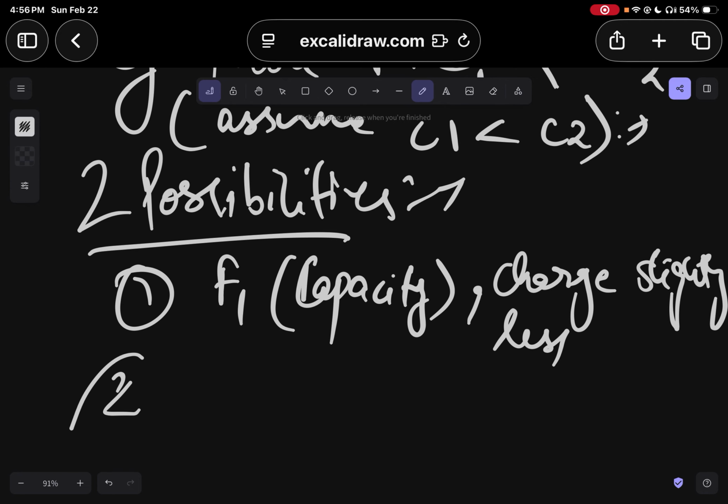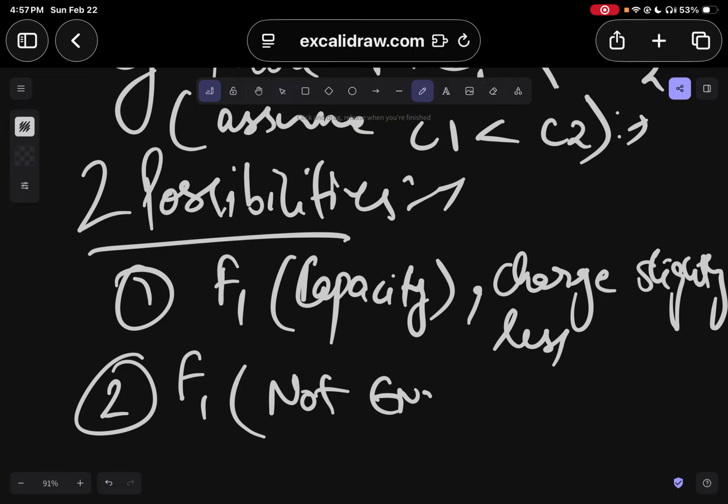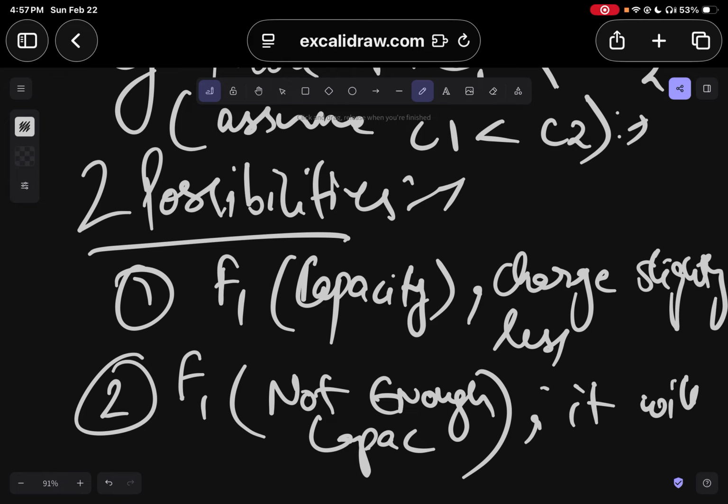So the second possibility is that if firm 1 does not have enough capacity, then it will accommodate firm 2 by charging C2. So it will charge C2 in that case. In this case, firm 1 will make supernormal profit, but firm 2 will make normal profit.